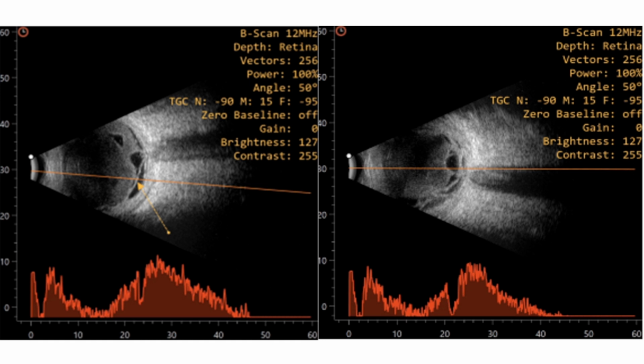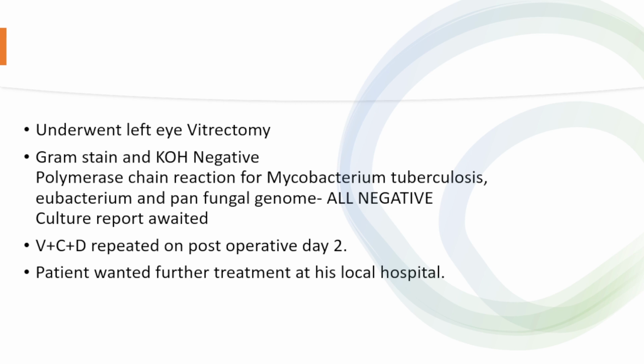Ma'am, the patient might be going into panophthalmitis. The scleral involvement also should be suspected. Yeah, so probably the patient is worsening. So you need to intensify the treatment and do the surgery early. Yes. So whether there is an indication for vitrectomy, RD is there, not there, I think some definitive surgical step has to be taken. After the vitrectomy, VCD was repeated on postoperative day 2 as well. The patient actually wanted further treatment at his local hospital, so the patient was sent there.